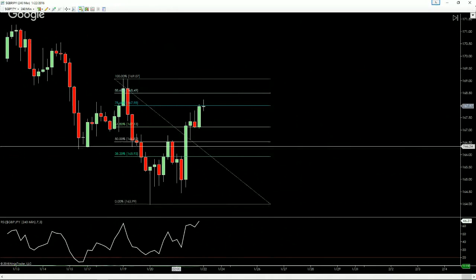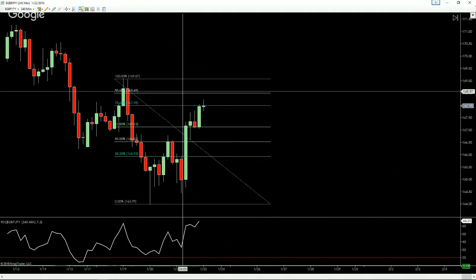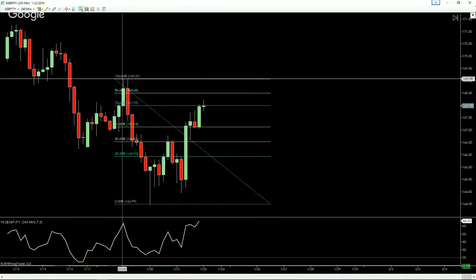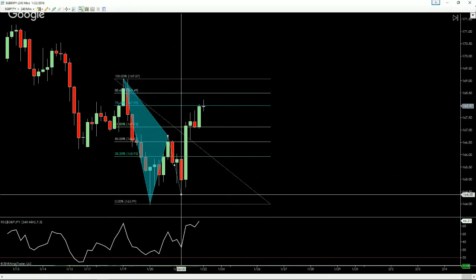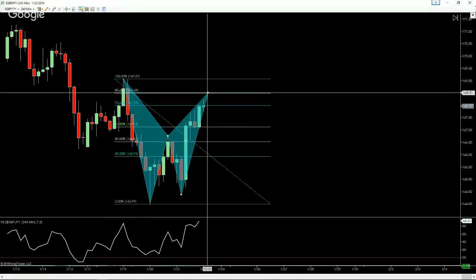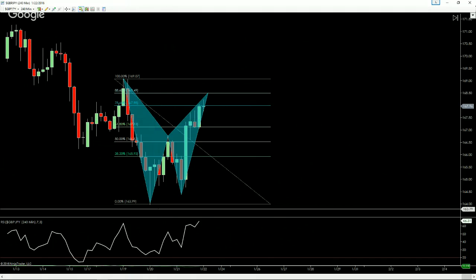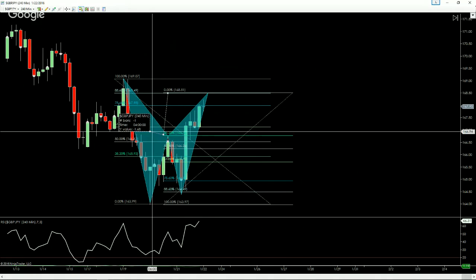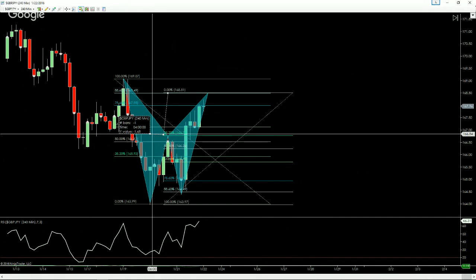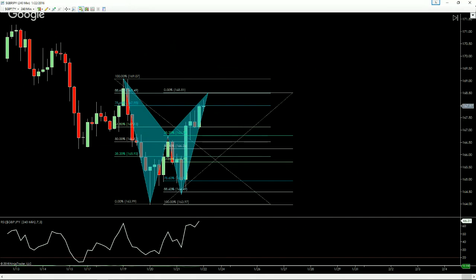Go to our 240. Looks like there's a bat pattern here that completes obviously in our 886 level. Let me draw this out. Again, stops above X and first targets to 382. About 168 pips for the first targets.